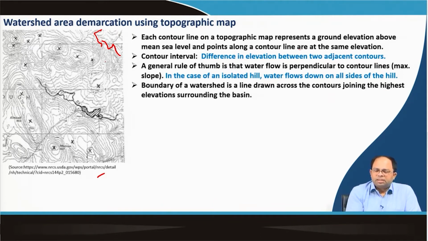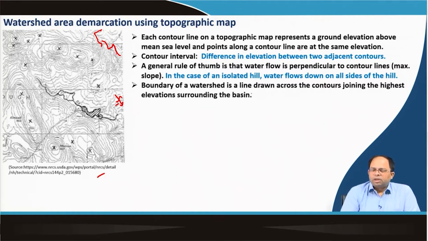Sometimes it is a few meters, sometimes it is maybe 100 meters even. So, usually in flat terrain we have only a couple of meters of difference between each of these contour lines. It could be even 1 meter as well. A general rule of thumb says that water flow is perpendicular to the contour line, which gives the maximum slope. So, in between two contour lines, like in between this line and this line, water will flow in this direction. And in case of an isolated hill, water flows down on all sides of the hill.